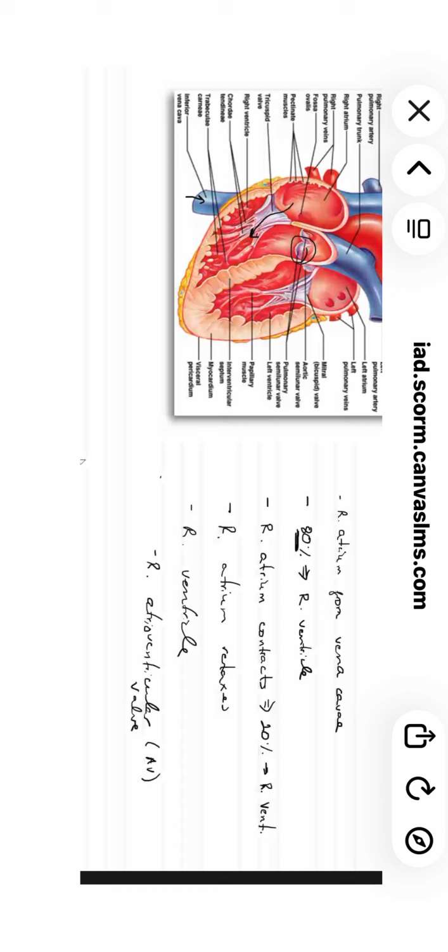will close. Now this valve has three little cusps on it, three little flaps, and so it's also referred to as the tricuspid valve. The right AV valve is also known as the tricuspid valve. So the right AV or tricuspid valve closes.